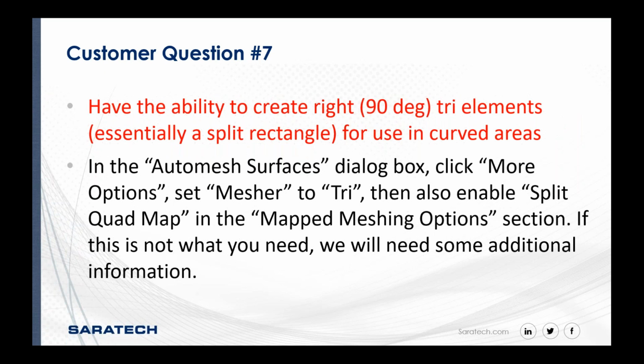Okay, somebody wanted to know if we have the ability to create right 90-degree tri-elements, essentially a split rectangle, for use in the curved areas. Again, this is something that is maybe not used by everybody every day. So this is where you go into the AutoMesh surfaces, click on more options, and set the mesher to tri. Then there's an option called split quad map in the map meshing options section. There are also some different angle measurements that you can set in there to get different outcomes from the mesher.